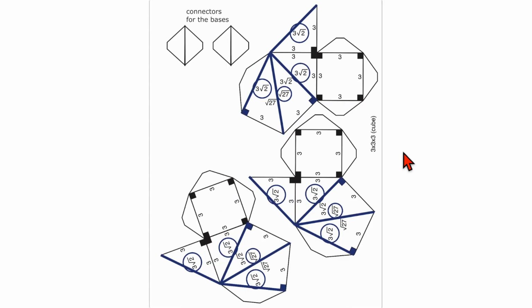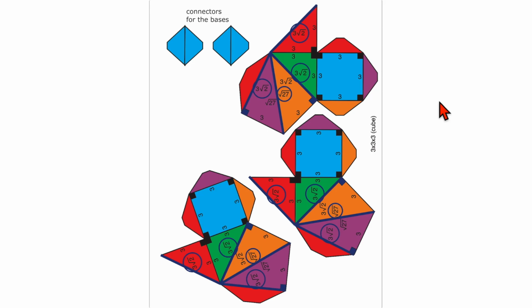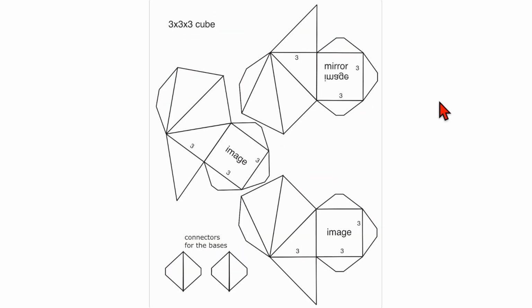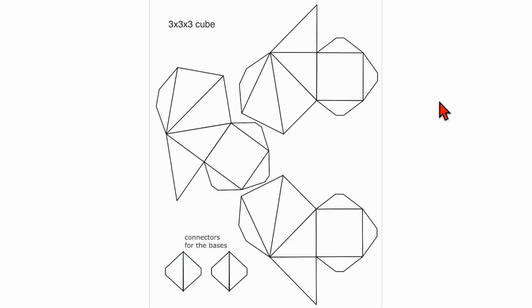The next 8 slides are nets to print. There are mirror images, connectors to use to connect the bases together. I'll show you that soon. Here are the same nets colored in. There are mirror images. And here are 4 more pages of nets with different levels of labeling and coloring. These pages have 2 copies of the same net and 1 mirror image that I use in a later video.